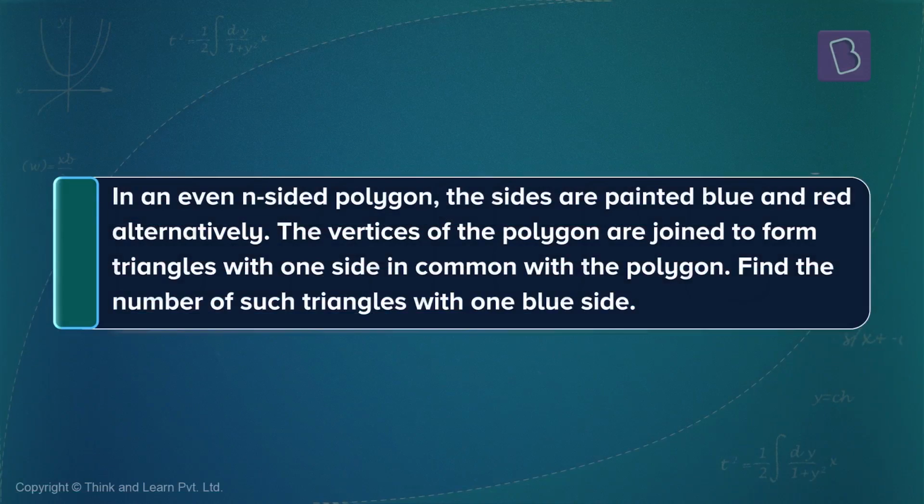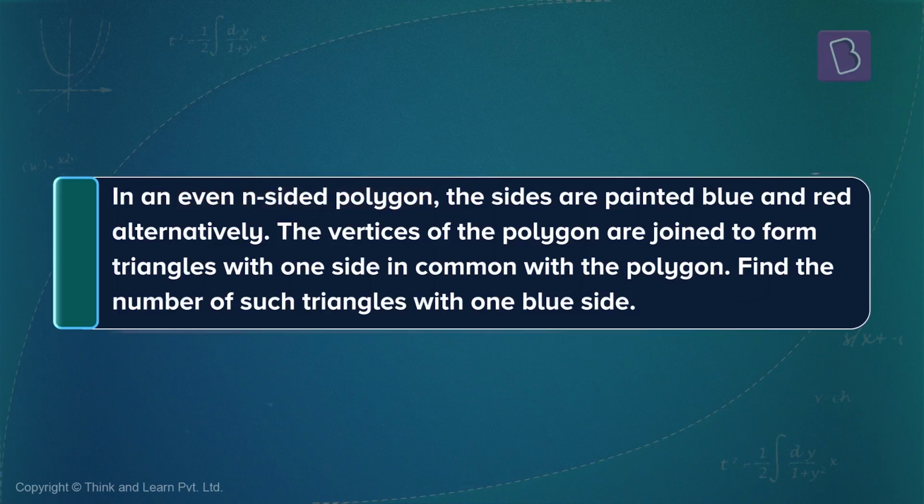Now in this question, we've been given an even n-sided polygon. So the number of sides in this polygon is always going to be even. We will have a quadrilateral or a hexagon or an octagon. We cannot have a triangle or a pentagon. So it's always going to be an even n-sided polygon.